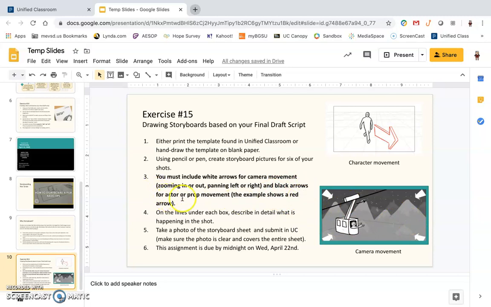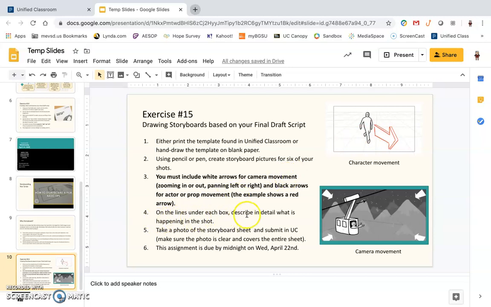And black arrows for the actor or prop movement. And this shows a red arrow, but this is the best example I could find. This shows that this character in this camera shot is moving from here and moving this way. So do that with a black arrow. You don't need to use color for this assignment. Everything's in black and white, again with pencil or pen.